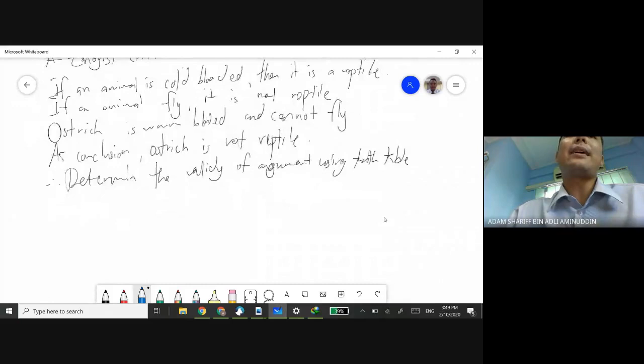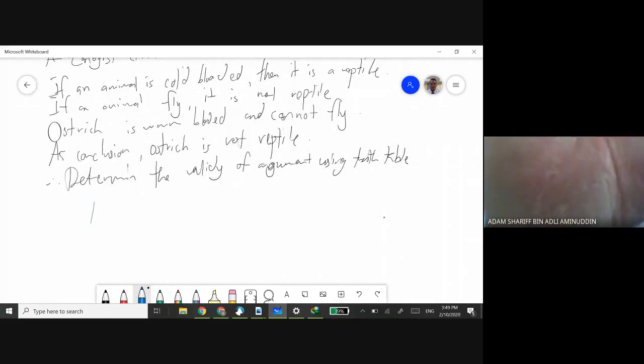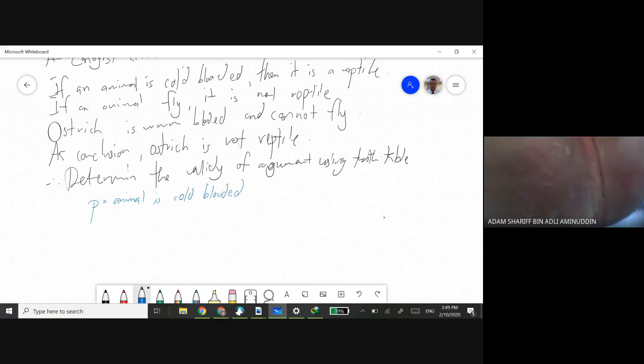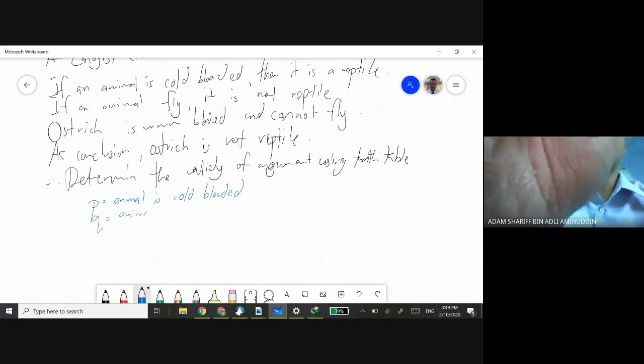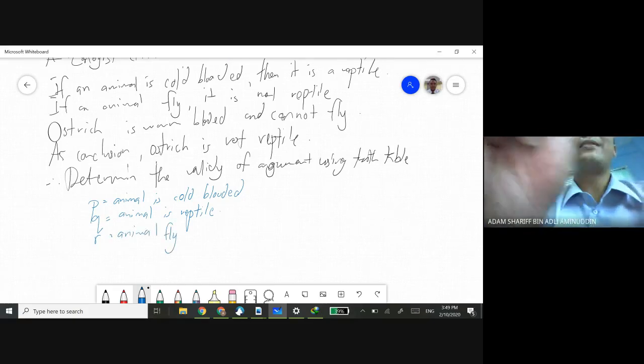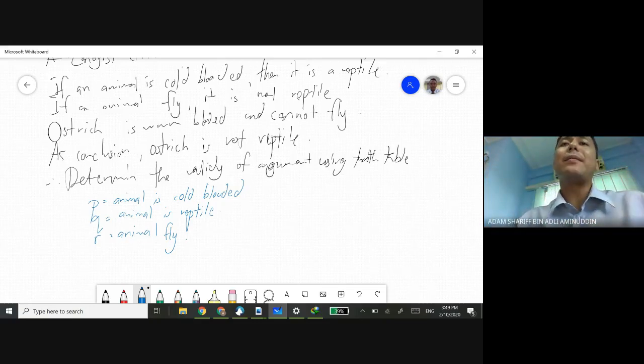P, animal is cold-blooded. Q, animal is reptile. And R, animal flies. I think that will be 3. Some of my students make a mistake and put 4.